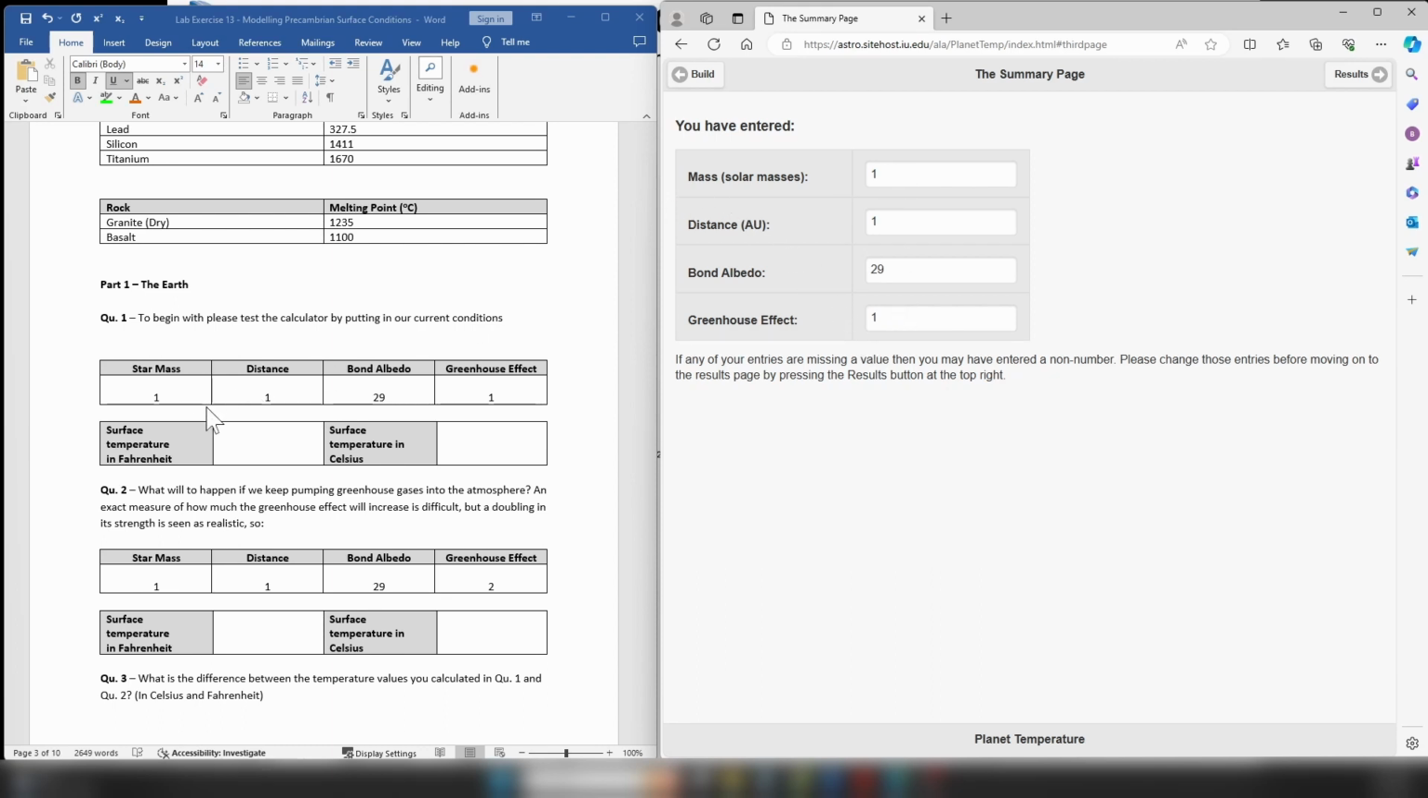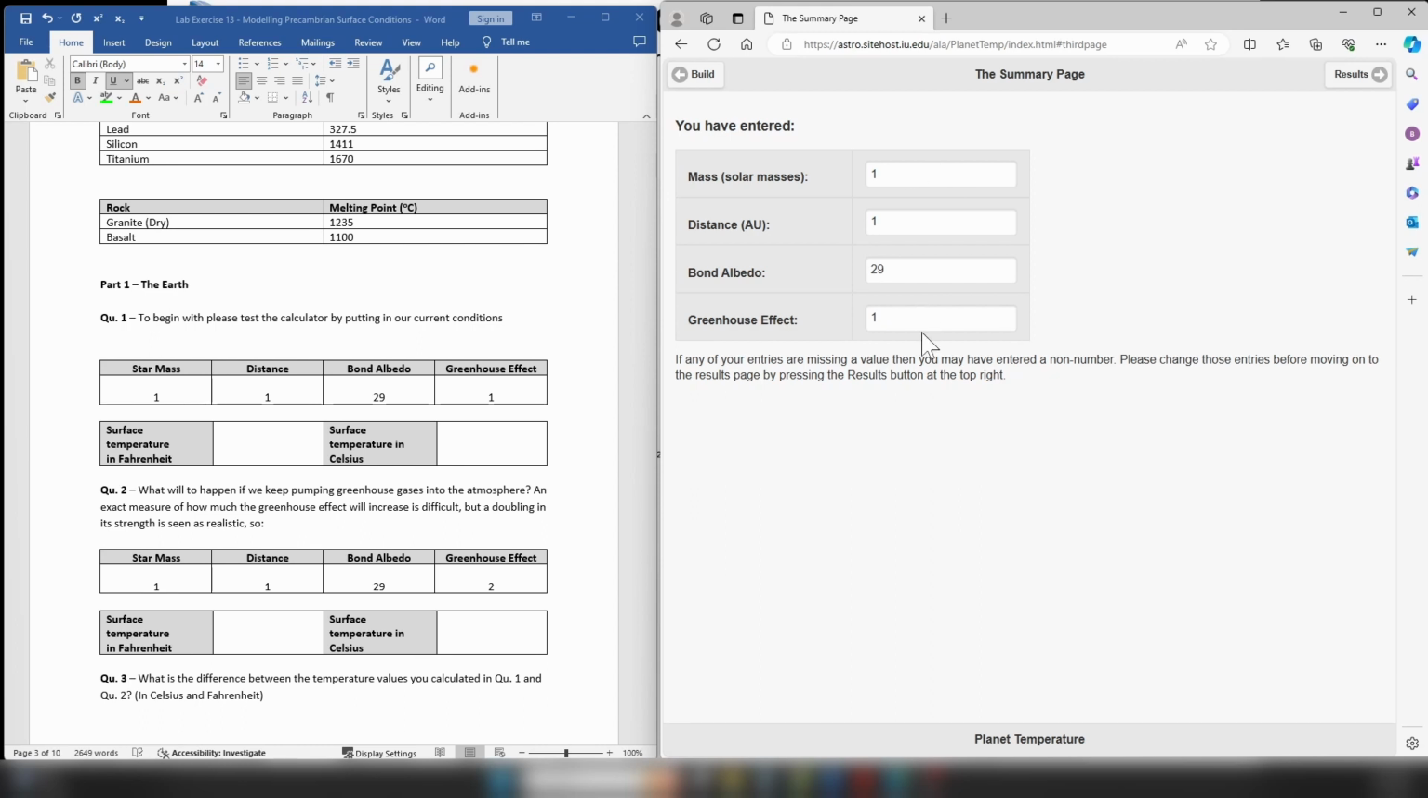Okay, so as we can see, the values we'll be using are a star mass of 1, a distance of 1, a bond albedo of 29, and a greenhouse effect of 1. Obviously, the star mass is 1 because we're dealing with our sun as it is now. The distance is also 1 because we're dealing with astronomical units, where 1 astronomical unit is the distance from the sun to the Earth. The bond albedo is 29 because that is the bond albedo of our planet, and the greenhouse effect is 1 because that is our greenhouse effect.